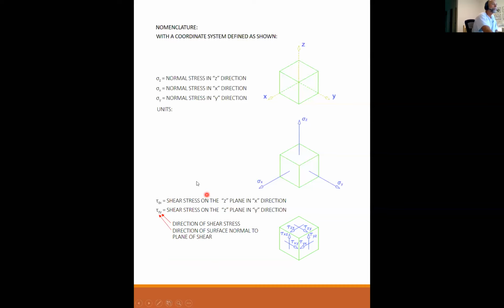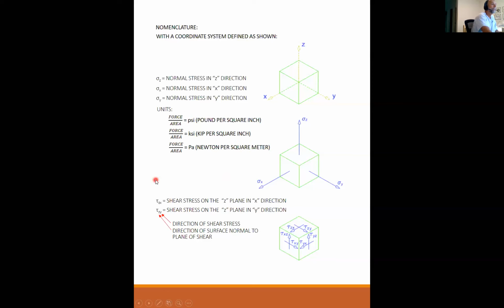Okay, so we have some units associated with stress. Stress, whether it be normal or shear, is force over area. So the units of force over area would be pounds per square inch, PSI, or you could have kips per square inch, which is KSI. These are probably the two most common.